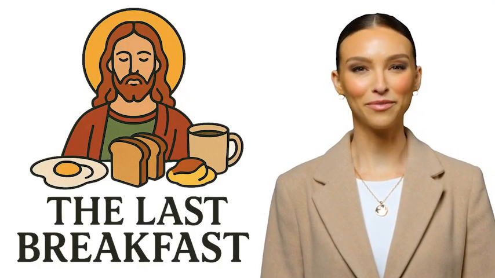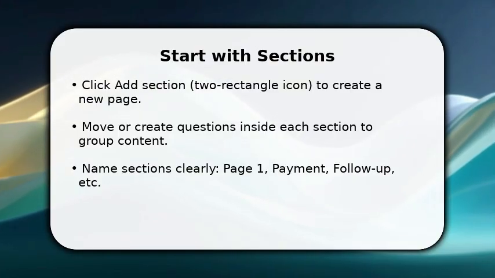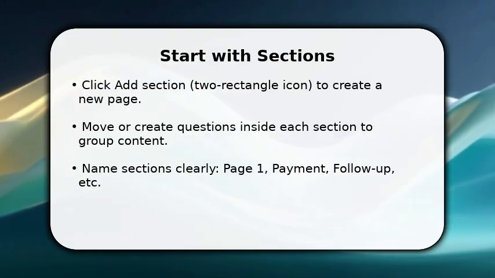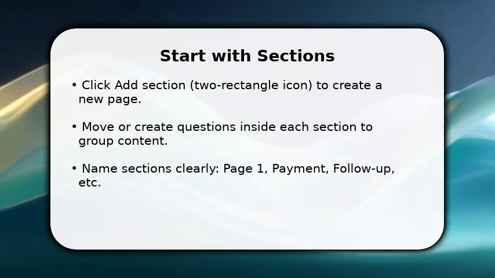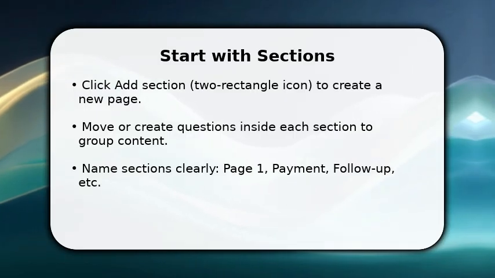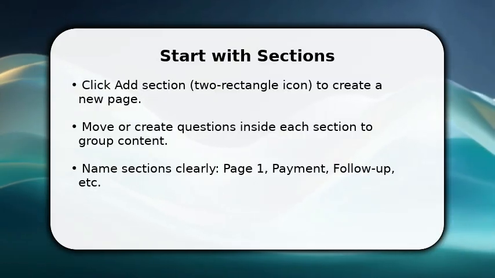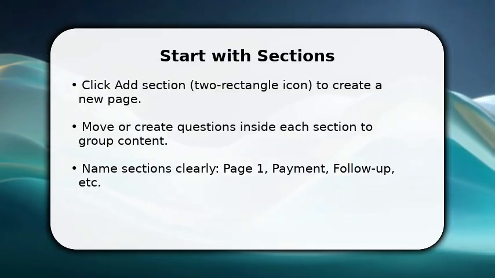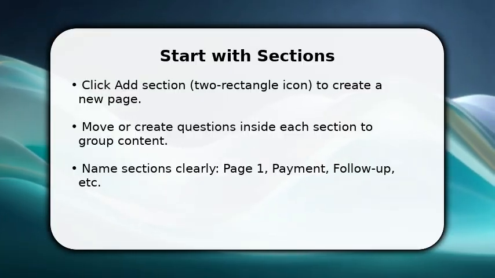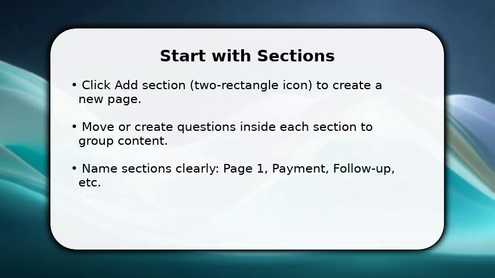Please enjoy the video. You begin by creating sections because Google Forms uses sections as pages. Click the Add Section icon to split the form immediately, then move or add questions into that new section so content appears on the next page. Once done, name each section so you recognize pages during navigation setup.